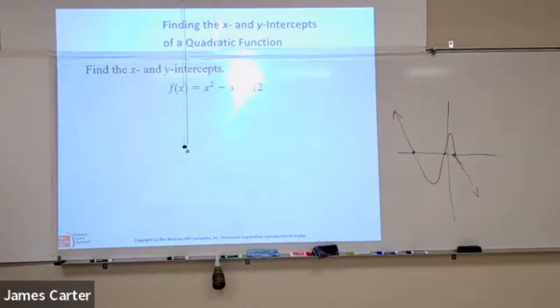Because remember, when you see this, you think y. So here, we're going to find the x-intercept, so we're going to let y be 0. We factor that thing. We solve it. And we get 2 solutions. This thing crosses the x-axis 2 places.